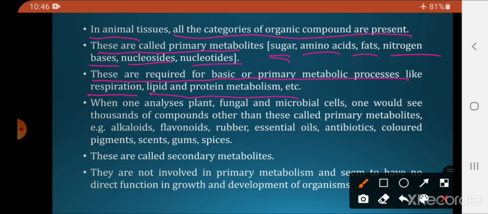Now, इसको क्यों primary metabolites बोलते हैं? These are called as primary metabolites because they are required for the primary metabolic activities या अपने growth and development के लिए compulsorily these all components need to be present and hence they are called as the primary metabolites.